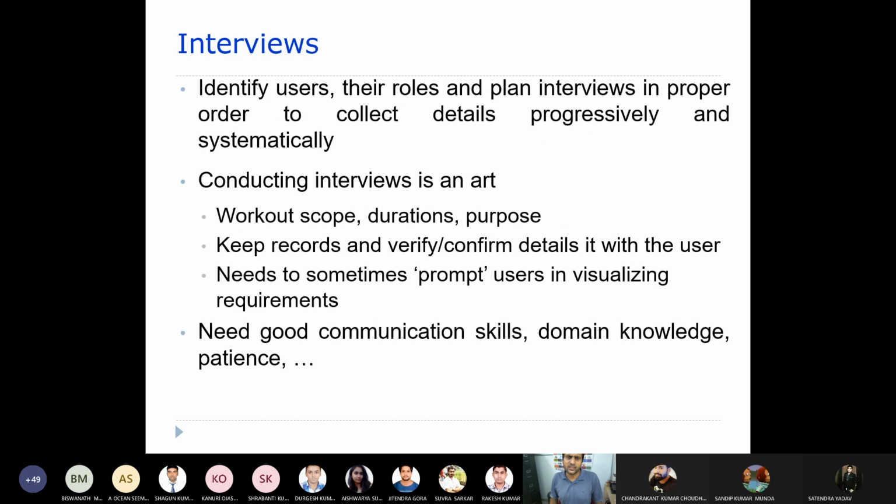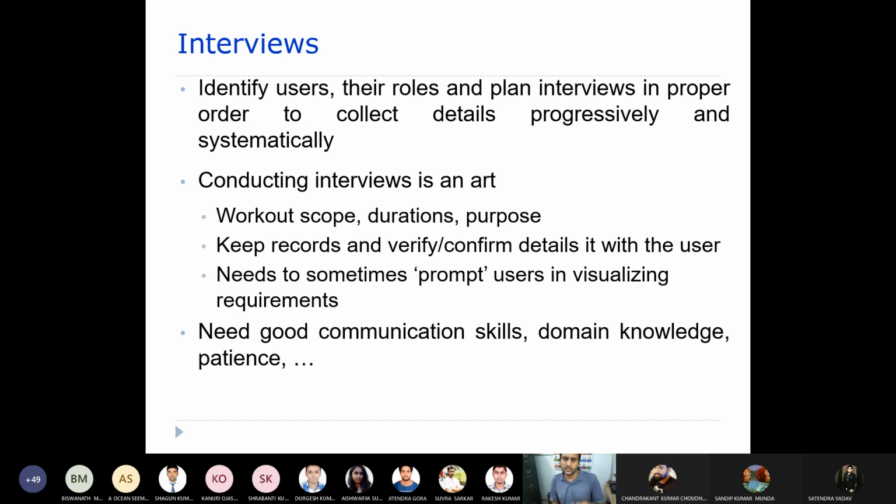As part of this, we try to identify the users and their roles, and accordingly you plan the interviews so as to collect the data. Conducting interviews is a very important art, because you work within a particular scope, you spend certain durations, and there is a purpose for the particular interview you are carrying out. So everything should be well planned. Keep records and verify and confirm details with the user.